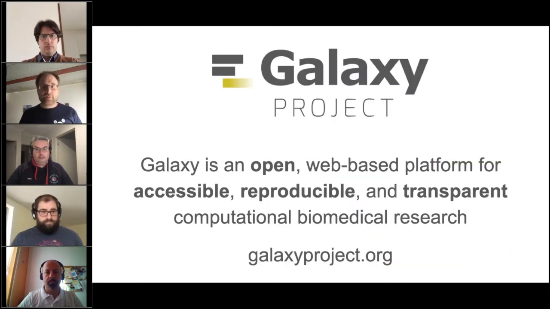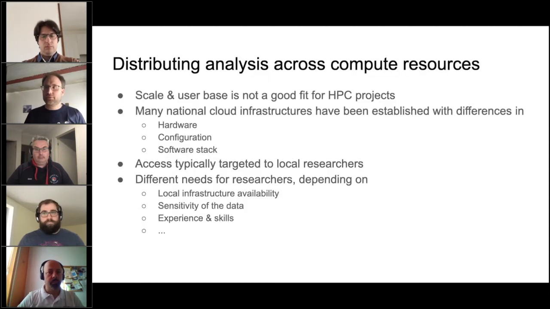One important aspect, obviously, is the Galaxy project. So Galaxy as the open platform to do reproducible analysis. If you want to know more, you can look at the first webinar or go to galaxyproject.org. And of course, another part is that we wanted to be able to distribute this analysis across different compute resources. Typically, the analysis that needs to happen here, the scale at which it needs to be done, and the user base, so the researchers doing these analyses, aren't a very good fit for the typical HPC infrastructures.